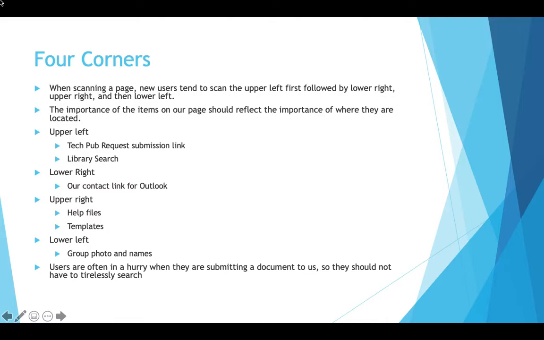So for the new proposed Tech Publisher homepage layout, we should get rid of a lot of the unused links and get rid of some of that clutter on our page. And then also in terms of information architecture, when new users come to a page or when they look at a document for the first time, they tend to scan information from the upper left, lower right, upper right, and then lower left. And our homepage should reflect that, even if that is something that happens on a subconscious or very quick level. This is just a way to ease new users onto our page.